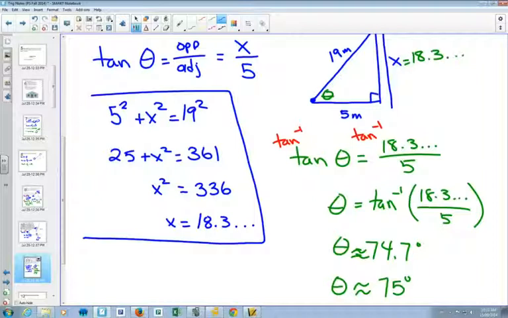We started with tangent, and you could do everything with tangent, but it's going to be faster if we know sine and cos as well.